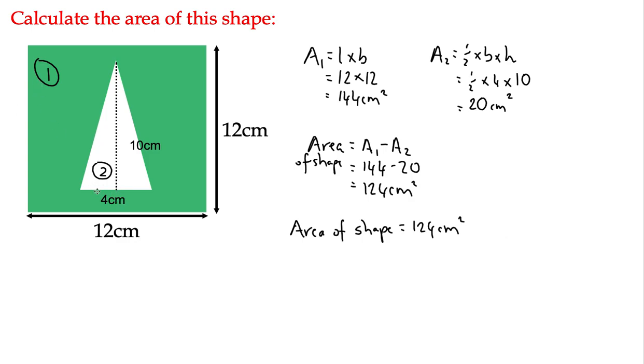So take the time to copy the shape down, note down what you're going to call shape 1, shape 2, and shape 3 if there's more than that, and then work out your area using the correct formulae and explaining each step as you go along.